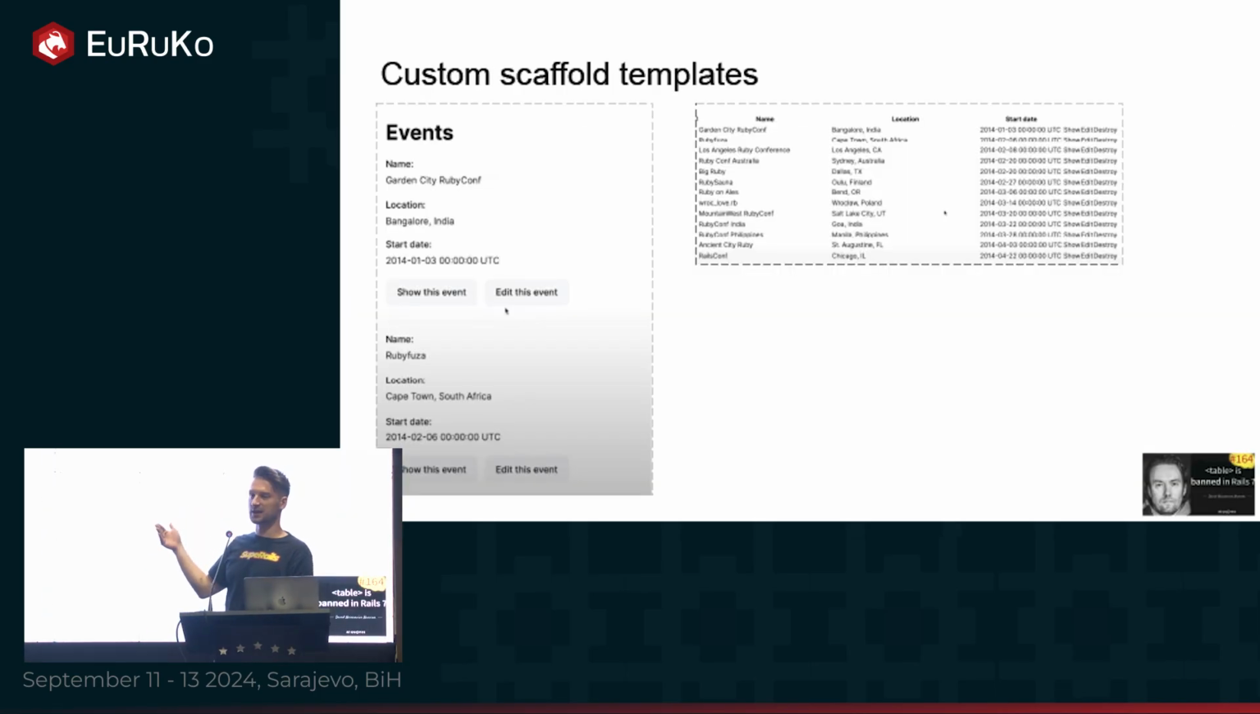You can create custom scaffold templates, so you can put it in the lib library inside your application and override the scaffold generators so that they generate HTML based on like what your application should look like.